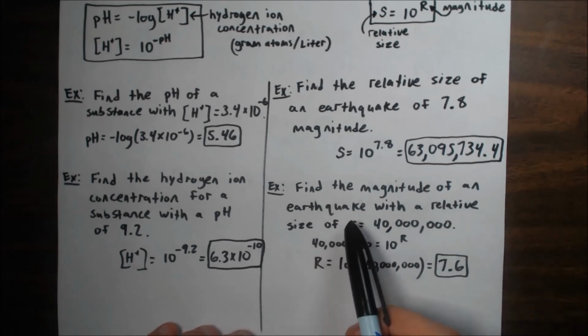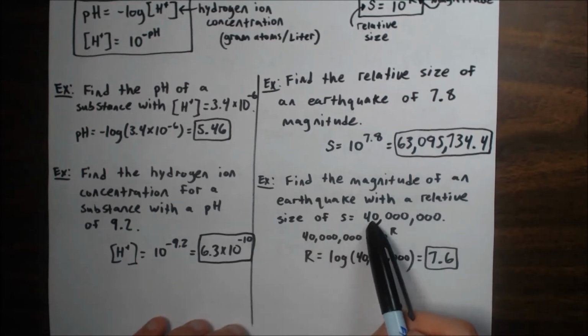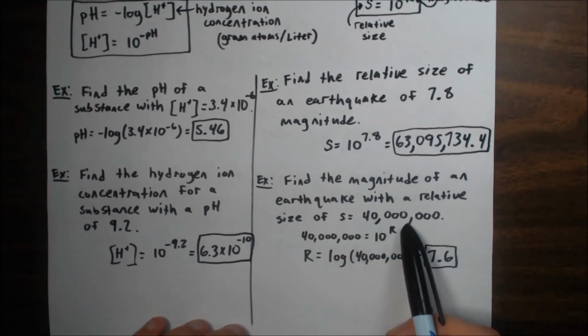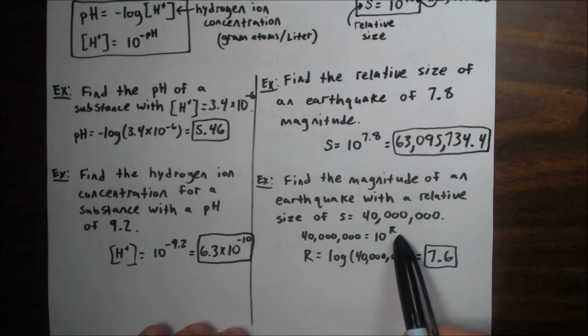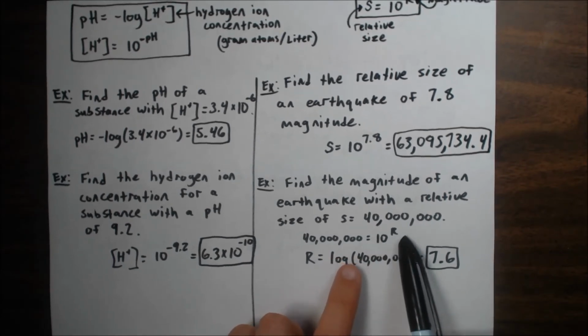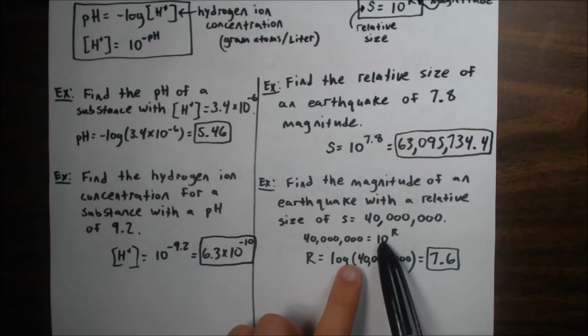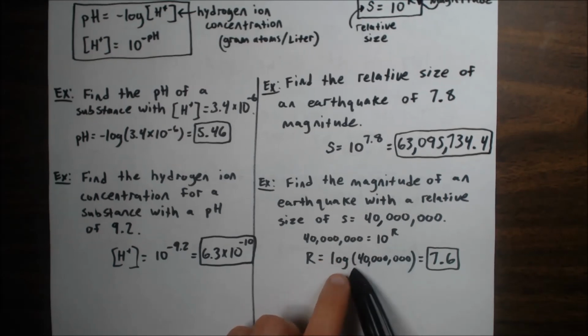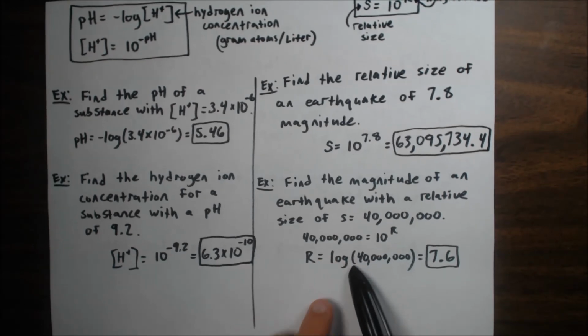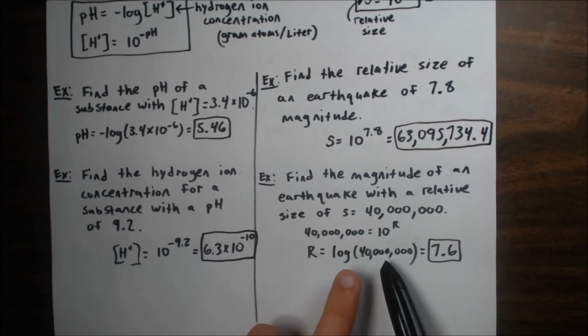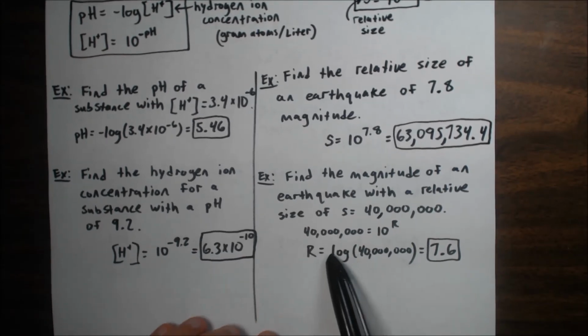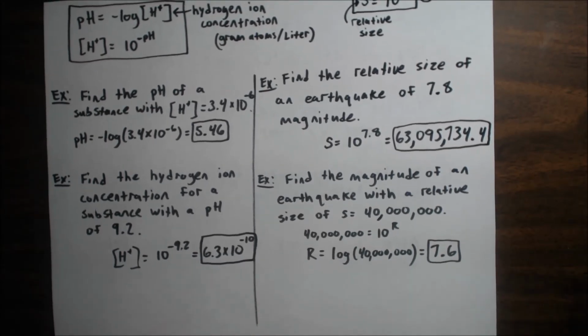Find the magnitude of an earthquake with a relative size of 40 million. In this case, they gave us S, we're looking for R, so we need to rewrite the equation as a logarithm. Since the base is 10, I'm going to say log base 10, which means I don't need to write it. And these switch places. The R is by itself, the 40 million is inside the logarithm. Just put that in your calculator and you get 7.6.